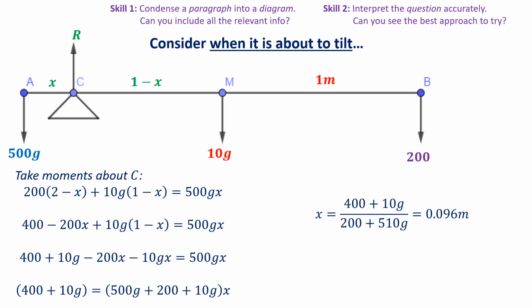So the closer something is to the pivot, the smaller the moment of that force, which is how we can give this. Anything from 0 all the way up to, but not quite including, that edge case of 0.096 meters would be a small enough distance that we would get tilting.